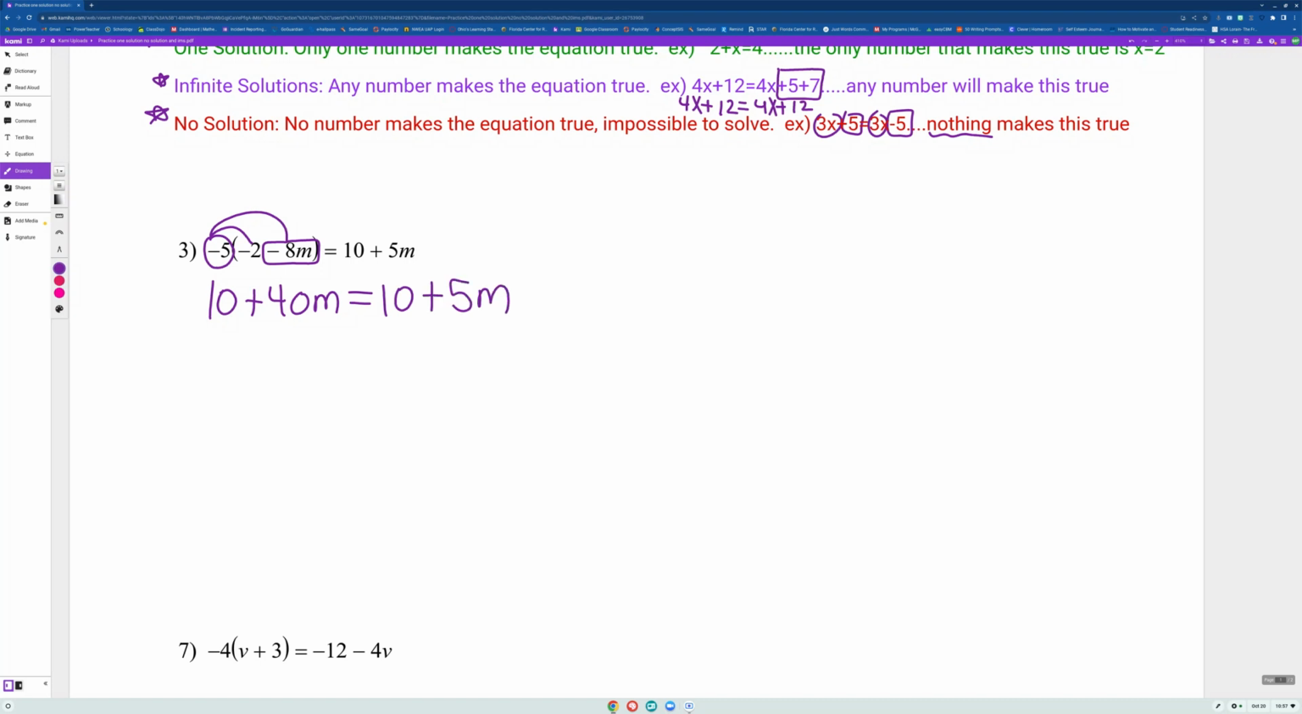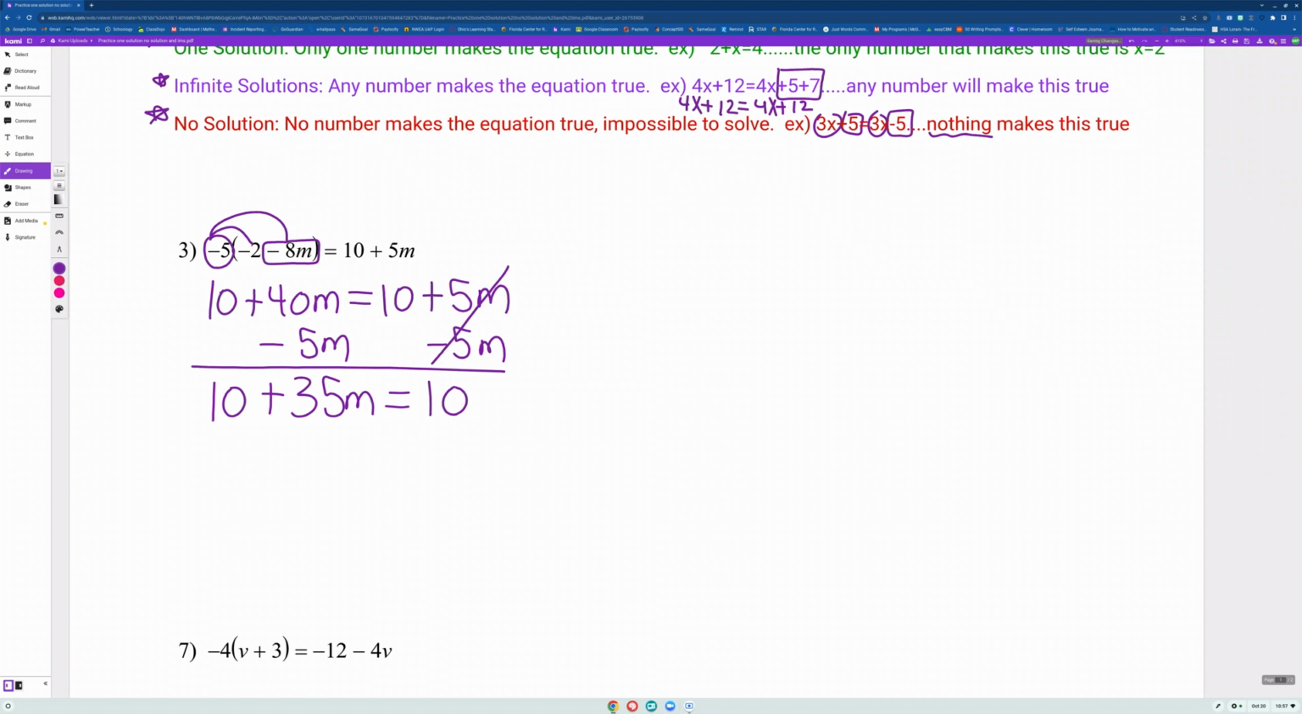Now, once you get to this point, you can move either one. You can move your 40m to the side with your 5m, or you can move your 5m to the side with your 40m. There's no wrong way to solve it as long as you guys are moving one of those. But I'm going to move my 5m because if I move my smaller one, that means that I'm not going to have to work with negatives. So now I have 10, and then 40m minus 5m is going to give me positive 35m is equal to 10 because these have canceled.